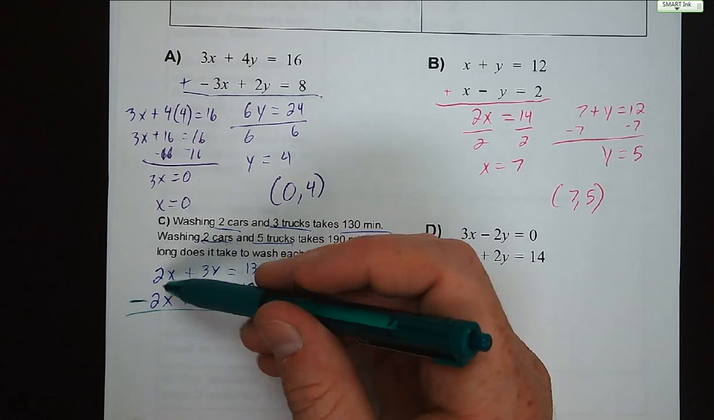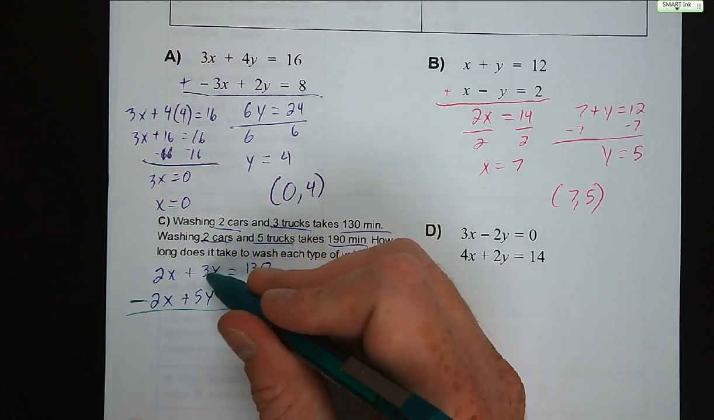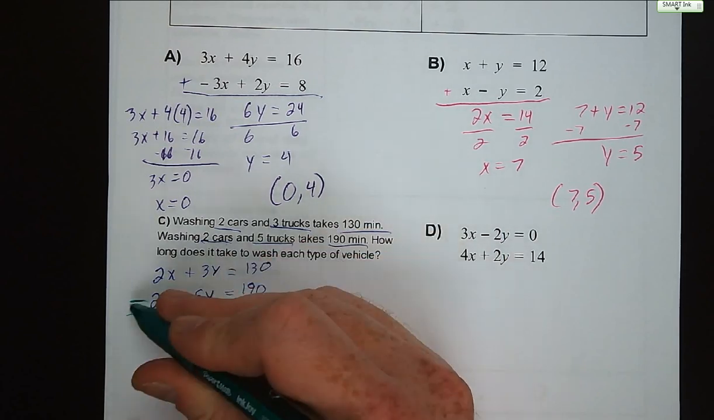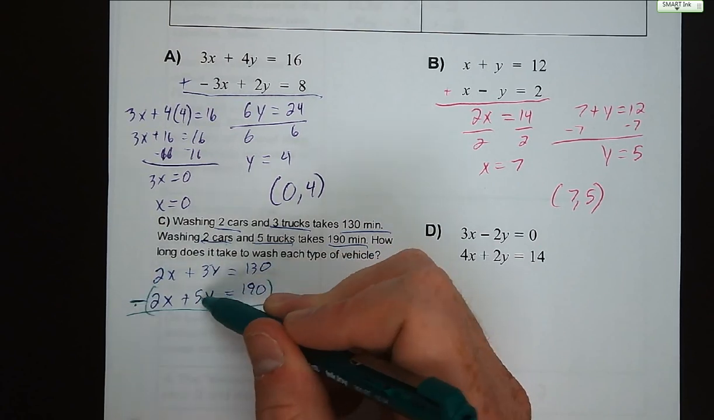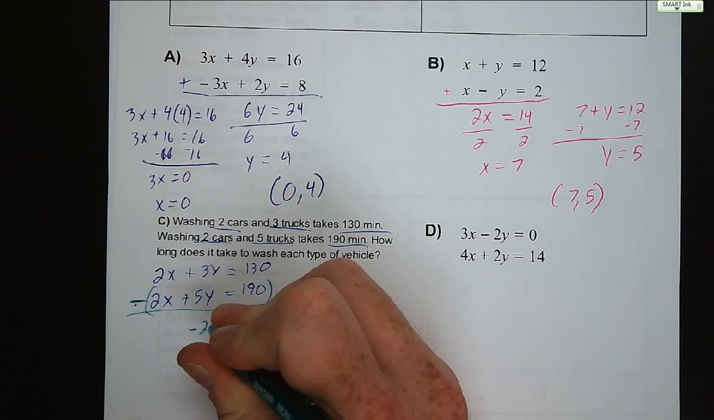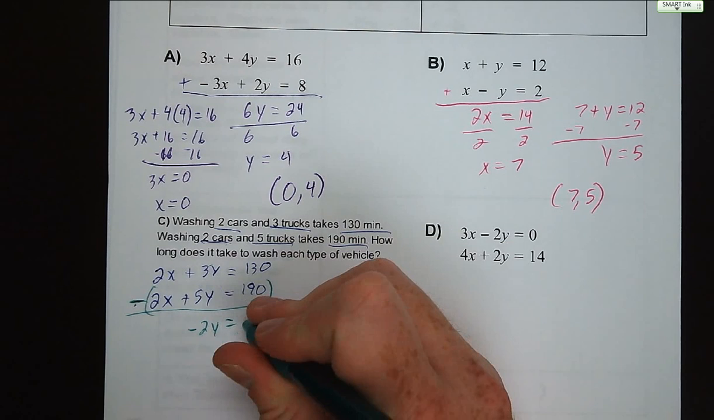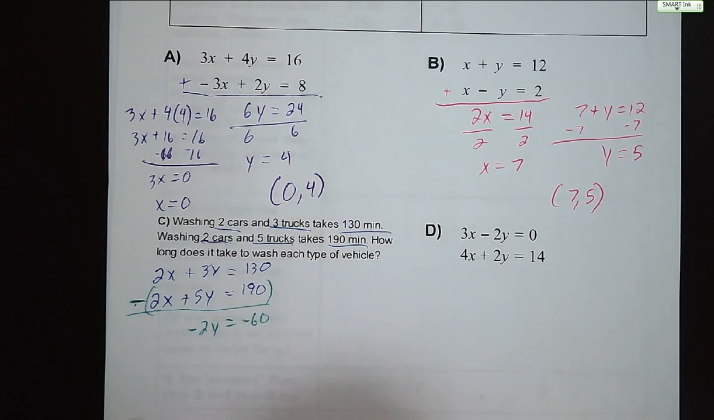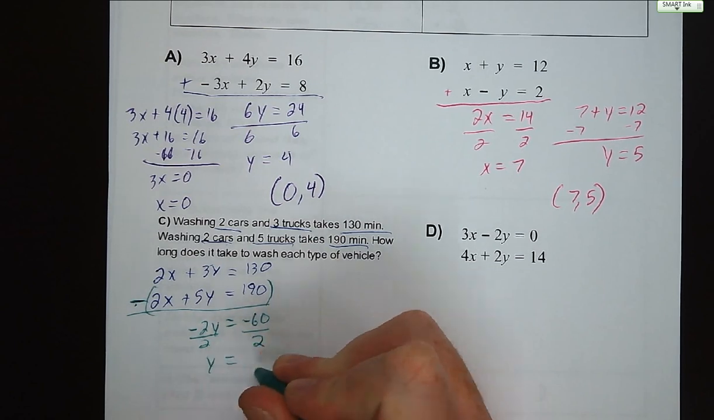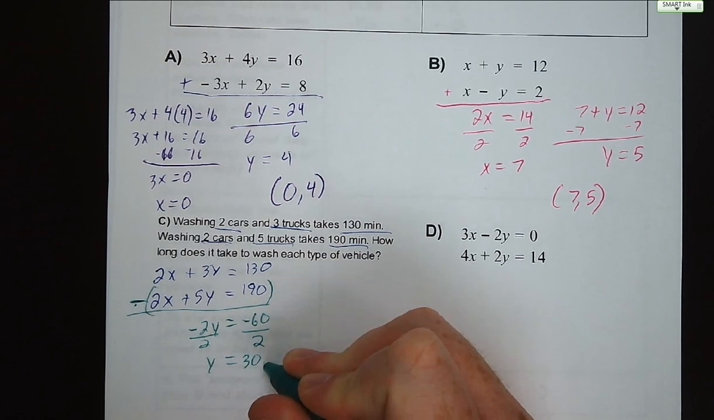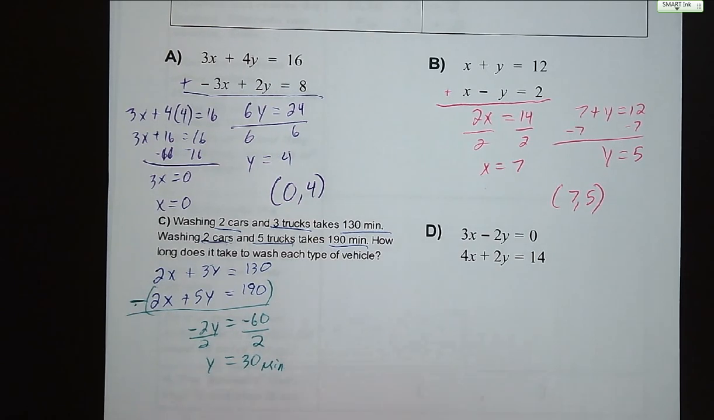So 2x minus 2x is going to be 0. They cancel out. 3y minus, so we think of there being a distribution here, 3y minus 5y is negative 2y. And 130 minus 90 is negative 60. Divide both sides by 2. Y equals 30 minutes. So for one truck, it takes 30 minutes.